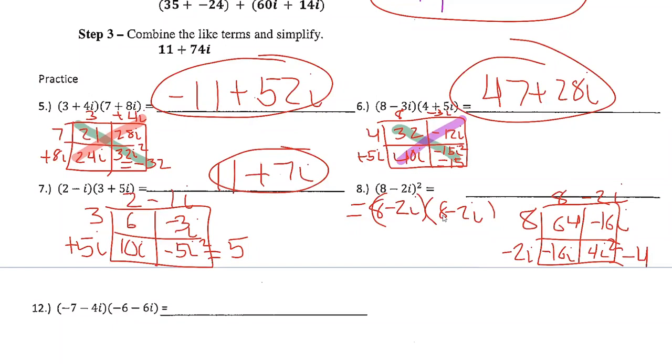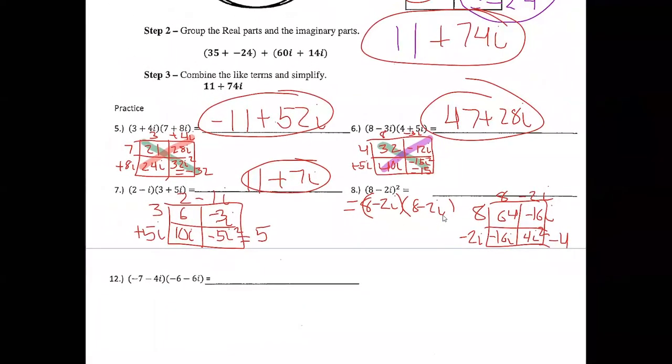And if you can do that step in your head, if you're like, oh, I got 4i squared, but that would be negative 4, you don't need to write it out, if that makes sense. But if you combine 64 and negative 4, that would be 60. And then negative 16 plus negative 16 would be minus 32i.